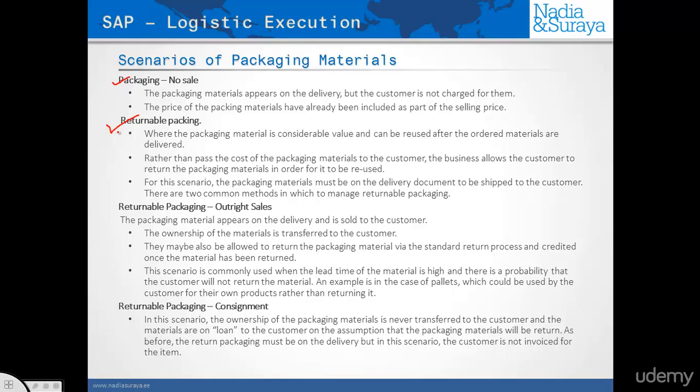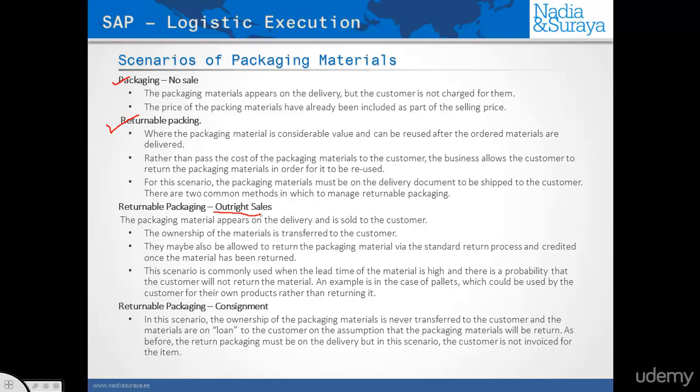And the return packaging means that we clearly record, when we ship to the customer, a new item line. We will see this in the demo, the packaging material. And we can either outrightly sell it to the customer. So, for example, I pack the materials, the packaging materials appear on the delivery, and when I do the goods issue, that returnable packaging is sold to the customer.